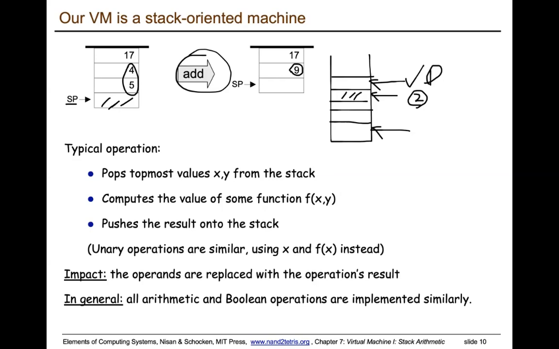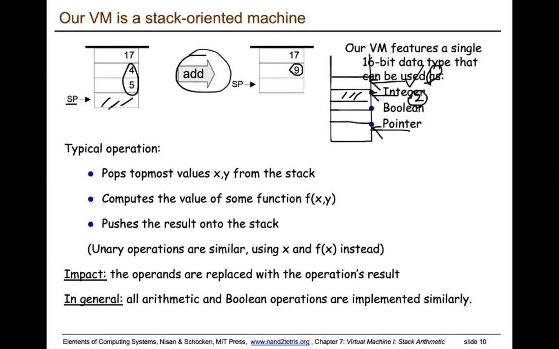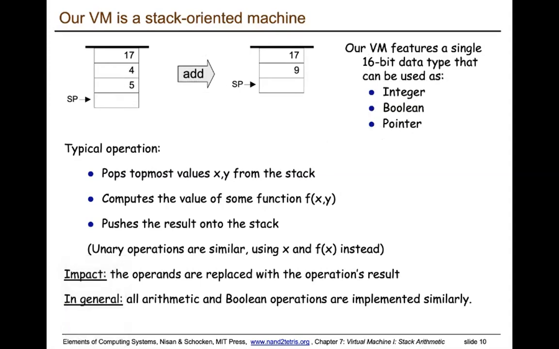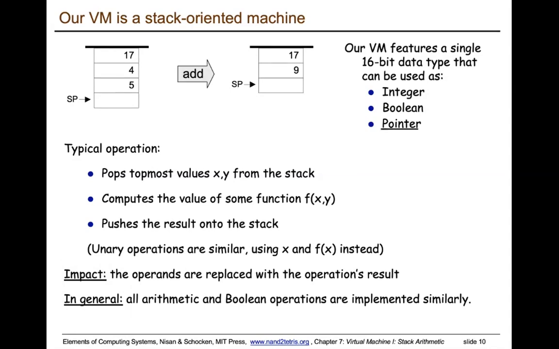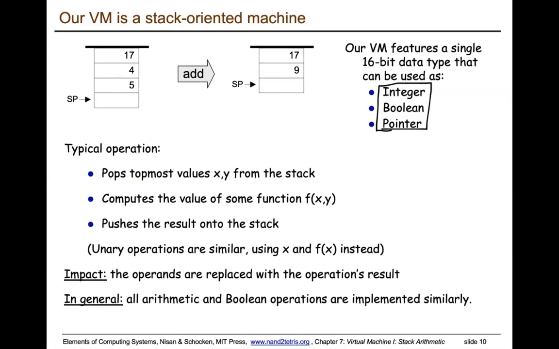So in general, all arithmetic and Boolean operations are implemented similarly. Our virtual machine for the Hack machine is a single 16-bit data type that can be used for integer, Boolean, and a pointer. Later, when we do function calling, we will also put the pointer in our stack. So don't forget this one, but just wait for a while. We will do it next week.